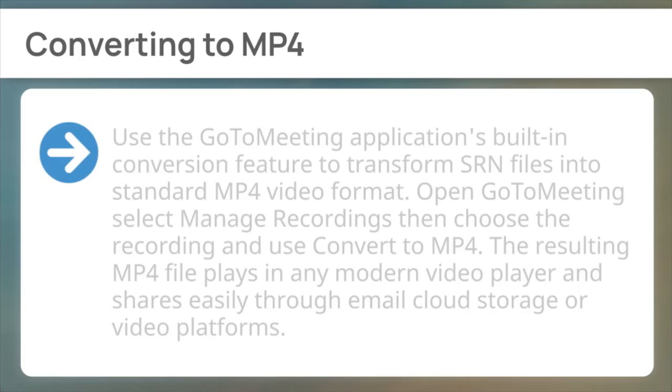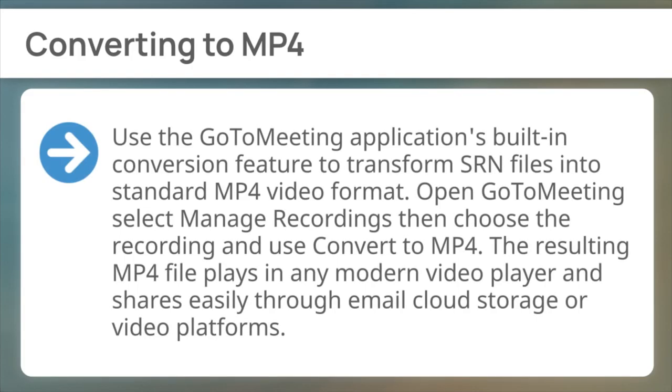Next, converting to MP4. Use the GoToMeeting application's built-in conversion feature to transform SRN files into standard MP4 video format. Open GoToMeeting, select Manage Recordings, then choose the recording and use Convert to MP4. The resulting MP4 file plays in any modern video player and shares easily through email, cloud storage, or video platforms.